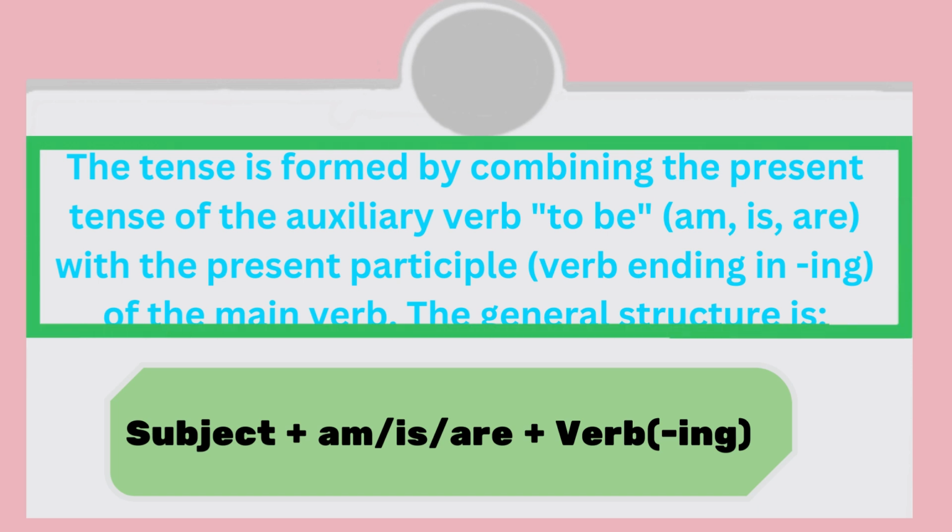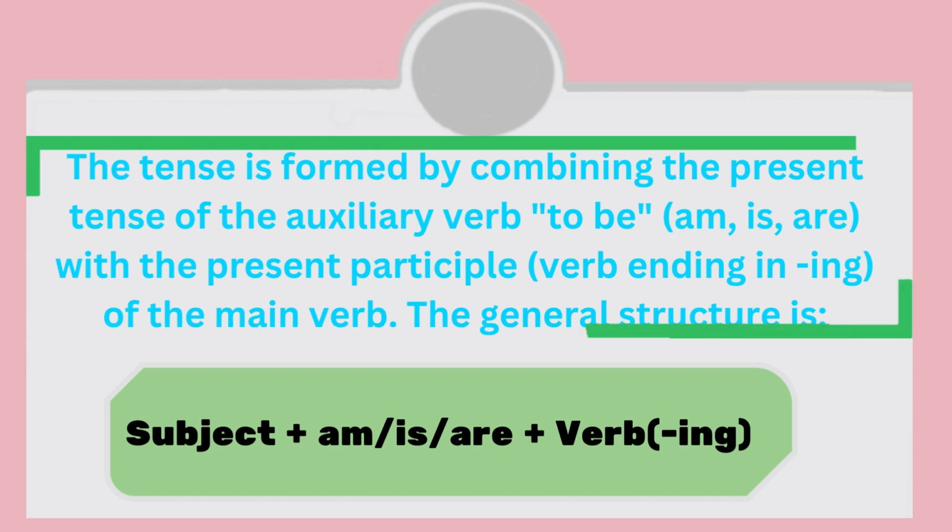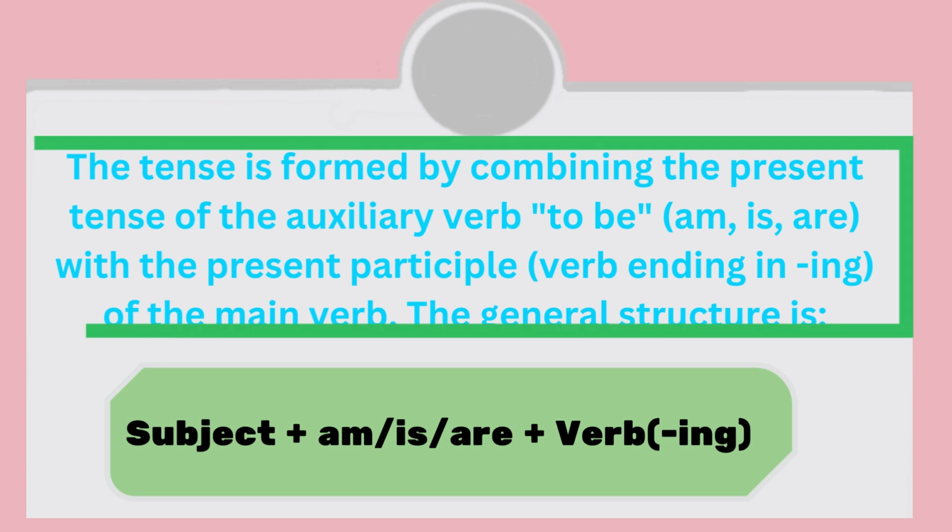The tense is formed by combining the present tense of the auxiliary verb to be, am, is, are, with the present participle verb ending in ing of the main verb. The general structure is subject plus am, is, are, plus verb ing.